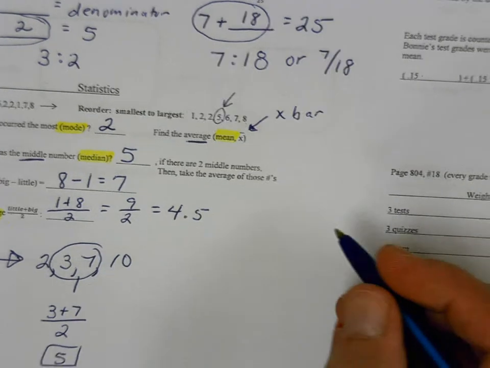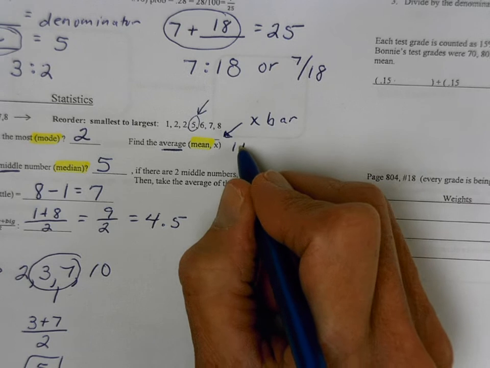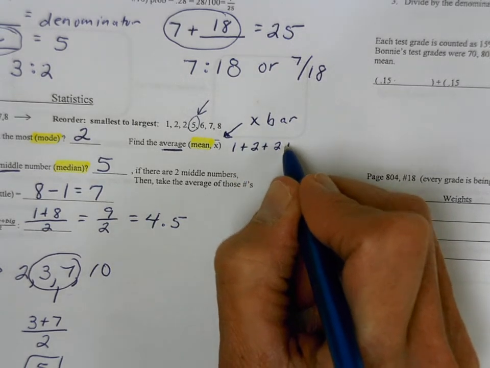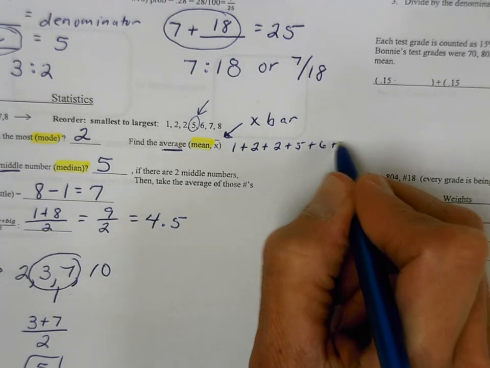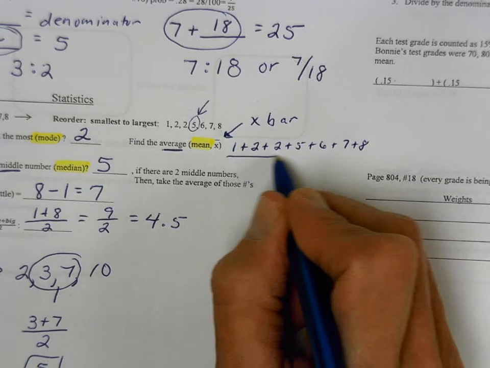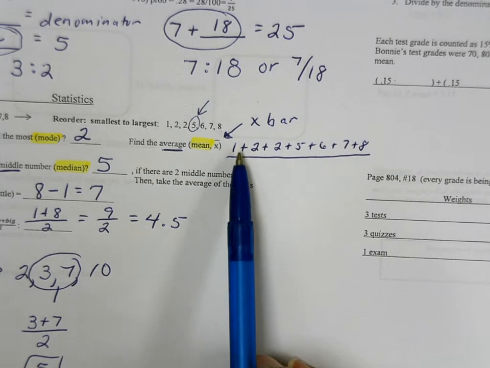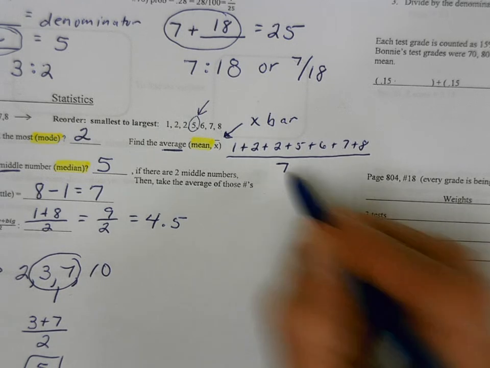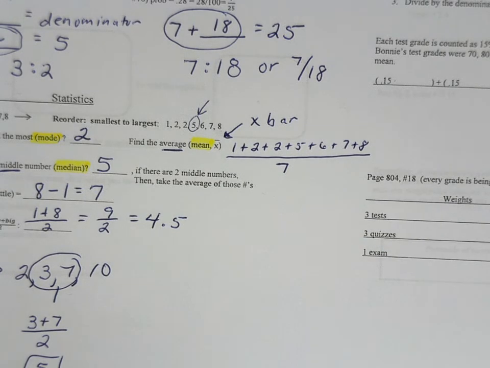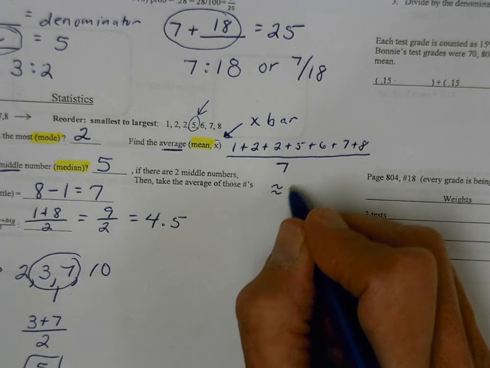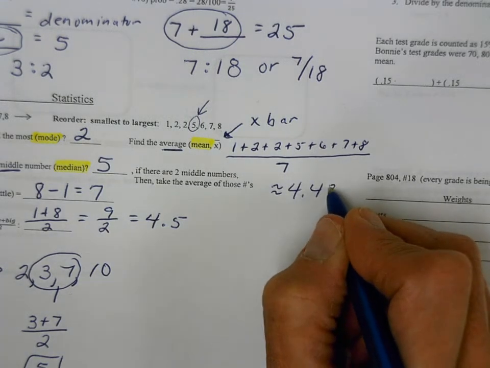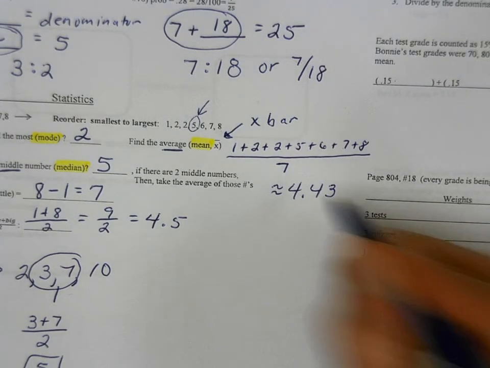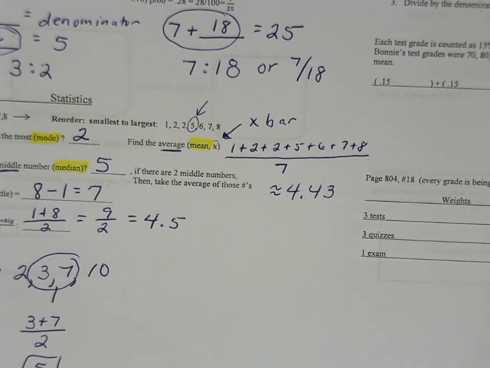Now, the average is found by taking all of your data and adding it up and dividing by how many data you have. So we've got 1, 2, 3, 4, 5, 6, 7. Okay, so I want you to add that up, divide by 7, and I got about 4.43. Okay, so that's our mean.